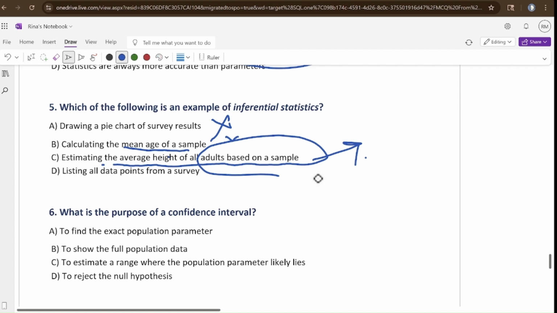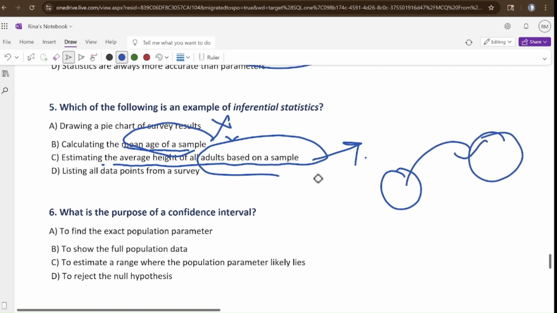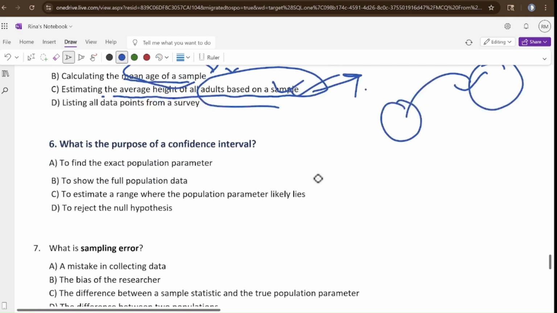Here you are calculating sample, this is fine. But when you get something like from the sample you are trying to estimate the parameter, that is the best example of inferential statistic. Okay, so this is the right answer. Now, what is the purpose of confidence interval?